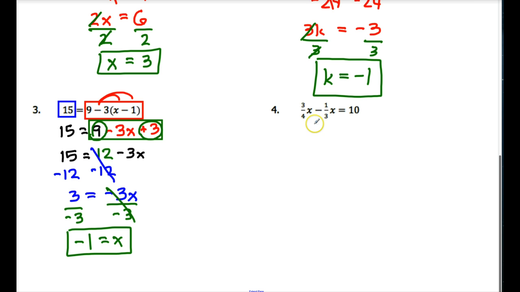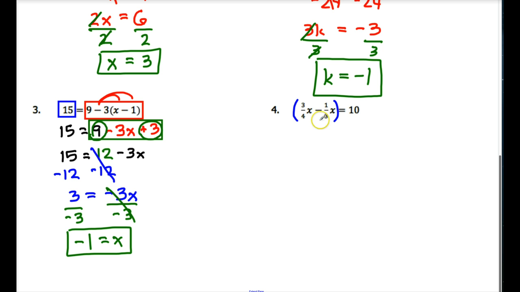So the first thing I'm going to do is draw in parentheses around this 3/4 x minus 1/3 x, because you have to keep in mind that this here is a quantity, and so if we do any kind of multiplying over here on the left side, we need to put parentheses around it so that we remember to distribute.